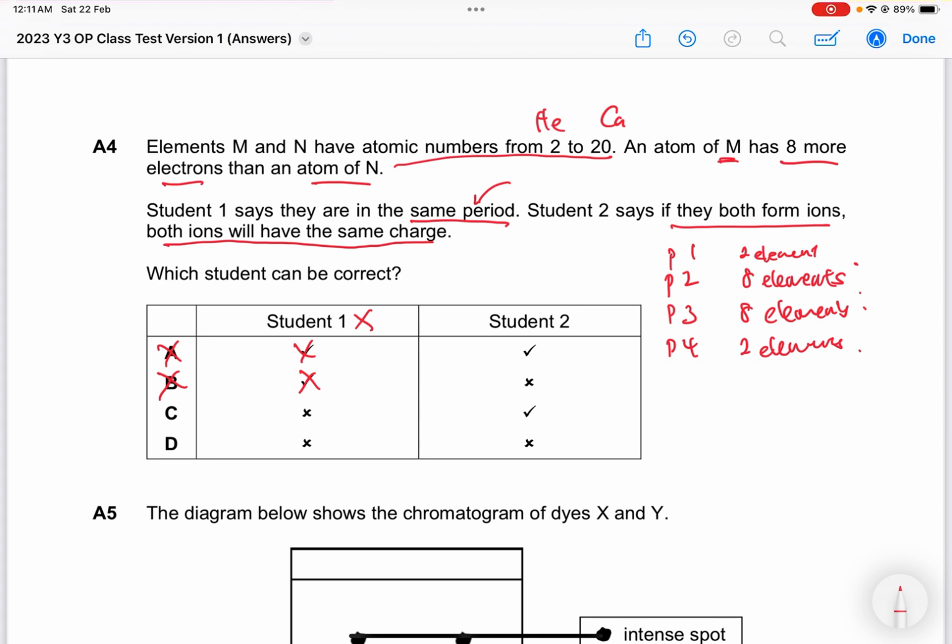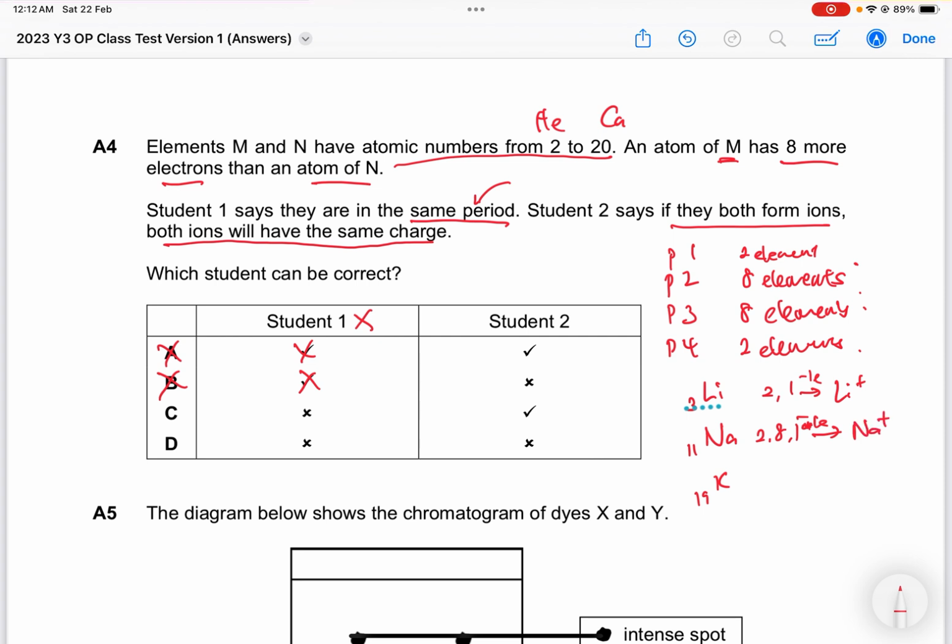Next one. Student 2 says if they both form ions, they will have the same charge. So what you realize is that, for example, lithium is 3, plus 8 electrons, they become sodium, which is 11. If I add 8 electrons again, potassium is 19. Realize all of them, if they form ions: lithium is 2,1. If I form an ion, it will become Li+ because it will lose 1 electron. For sodium, it is 2,8,1. I will lose 1 electron, so it will become Na+.